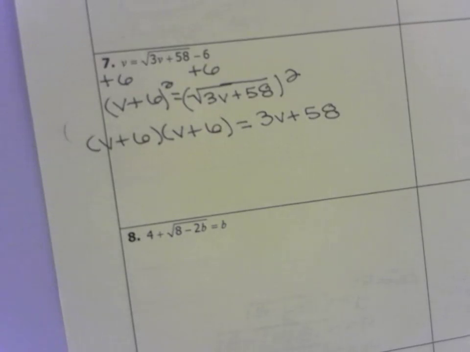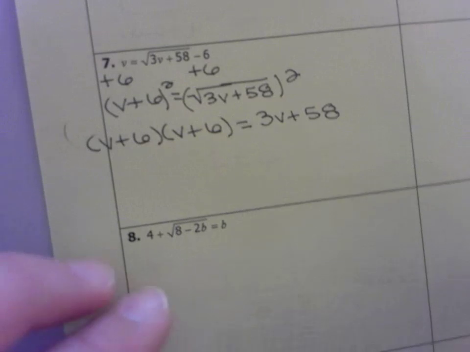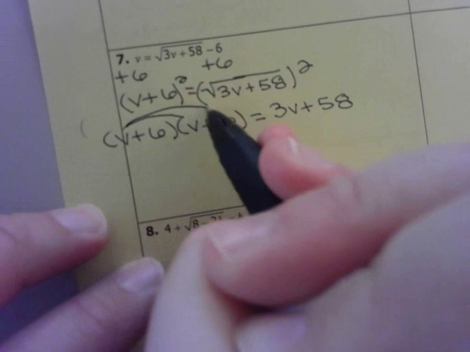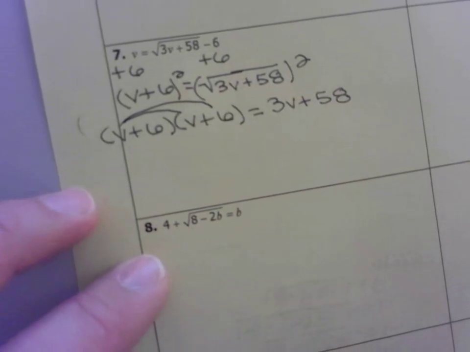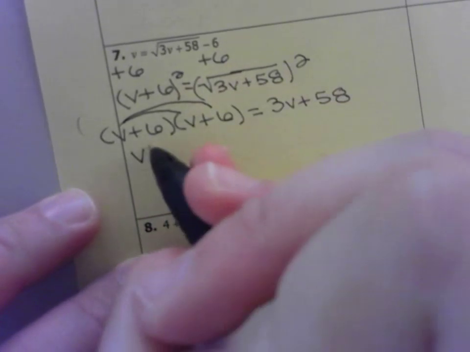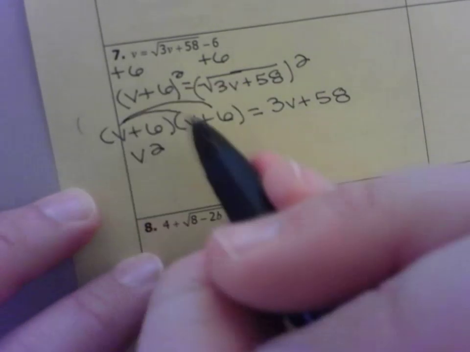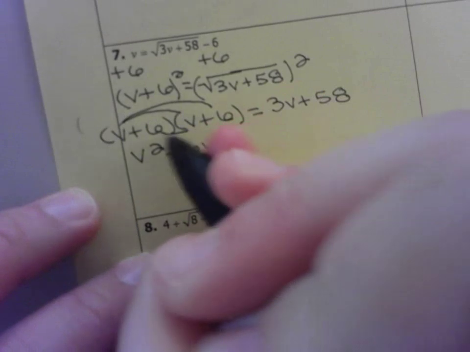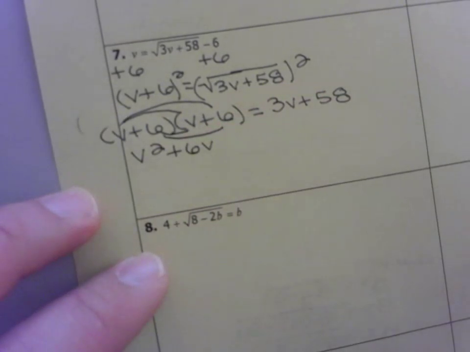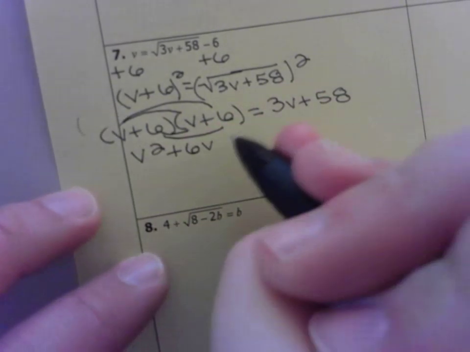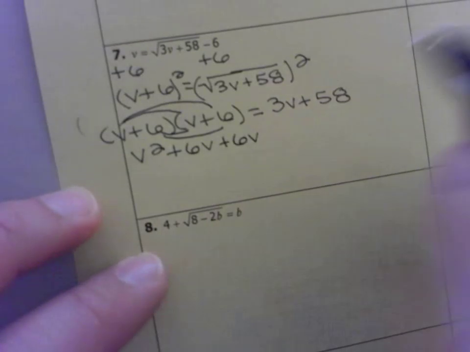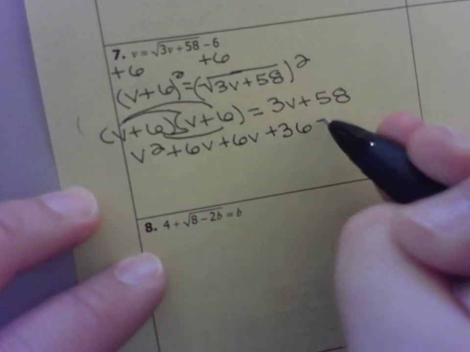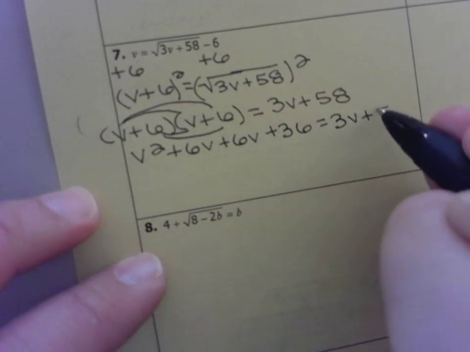So now let's FOIL the left side. When I FOIL, you're basically distributing, like we talked about last week, everything in the first term to everything in the second term. So what's v times v? V squared. Plus v times 6, 6v, plus 6v again, plus 36. Then I distribute the 6: 6 times v, 6v, 6 times 6, 36. The right side is still 3v plus 58.